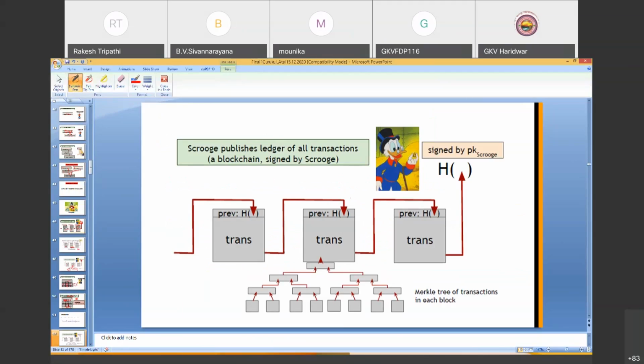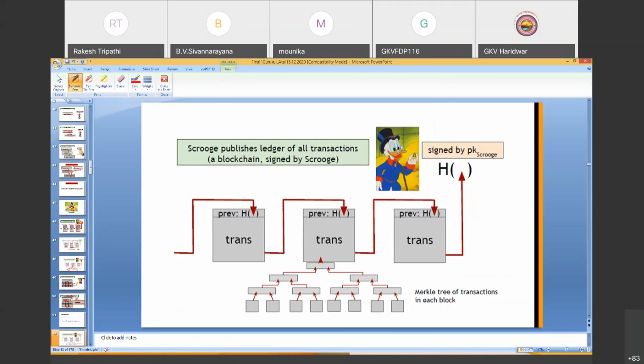So what is happening? This is a Scrooge coin. We started with a Goofy coin, where there was a problem of double spending. Then in this Scrooge coin, every transaction that happens, we put in our public ledger. So the ledger is transparent to everyone. If you try to double spend, you will be caught.